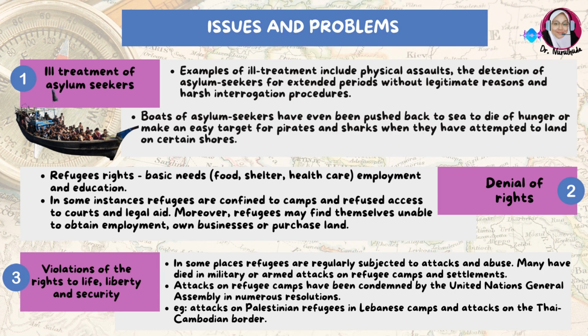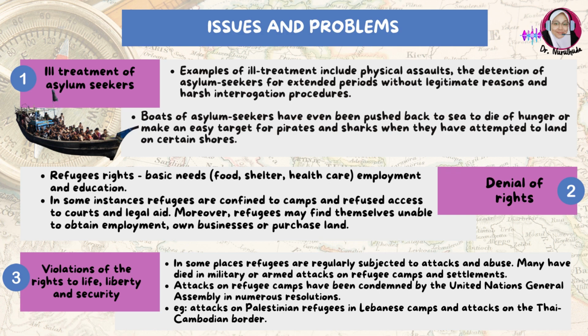Okay, next we move on to the issues and problems arising from the refugees. Firstly, ill treatment of asylum seekers. Examples of ill treatment include physical assaults, the detention of asylum seekers for extended periods without legitimate reasons, and harsh interrogation procedures. Boats of asylum seekers have even been pushed back to sea to die of hunger or become an easy target for pirates and sharks when they have attempted to land on certain shores.